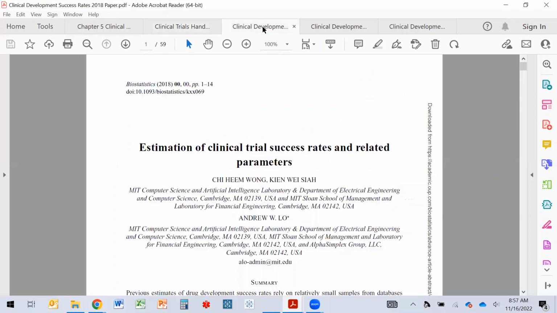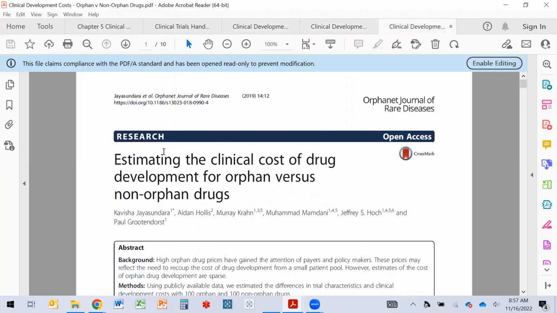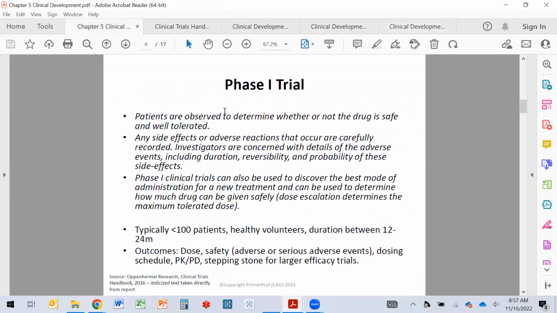And then another paper, the Andrew Lowe paper on estimation of clinical trial success rates, the supplementary materials associated with that paper, and then clinical cost of drug development. So those are the papers that we'll review today.